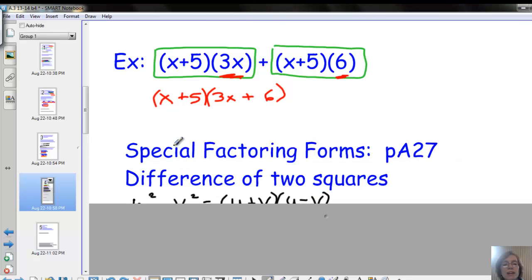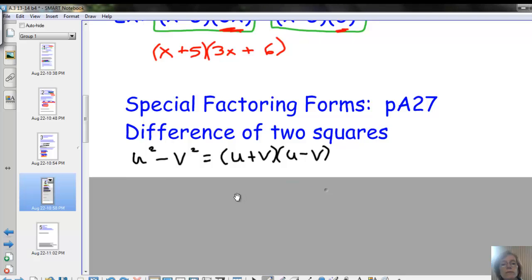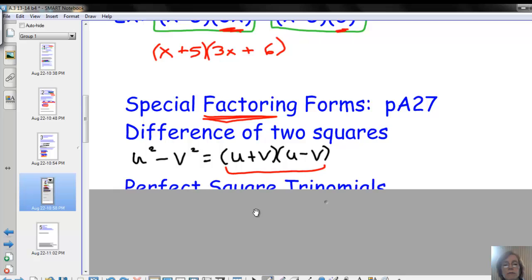All right, they do have special factoring forms, and they are listed on page A27. So let's take a look at some of those. The first one is the difference of two squares, which we've already used a couple times in this lesson. So u squared minus v squared factors into u plus v times u minus v. By the way, kind of glossing over this, but when we factor something, that means we're writing it as a product of two or more things. So u squared minus v squared is a difference of two things, but when we write it this way, then it is a product of two things.